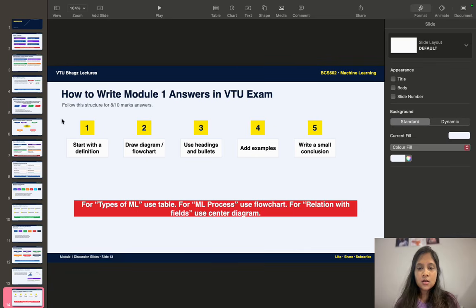These are important questions, and this is just a flow. So how are you going to answer it? Start with the definition, draw the diagram, use headings and bullet points, then give an example, and then a small conclusion. This is the format for writing the answer. This is the pro tip for how to write answers in the exam.